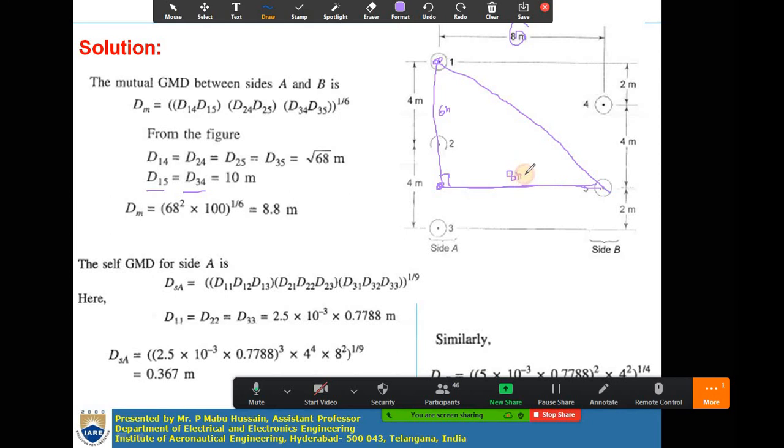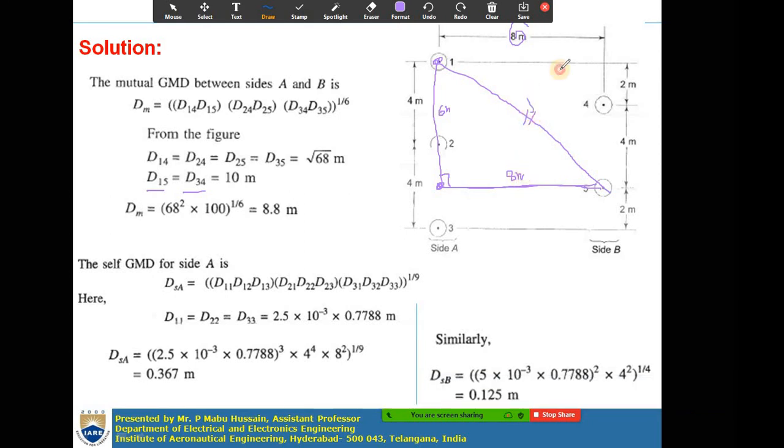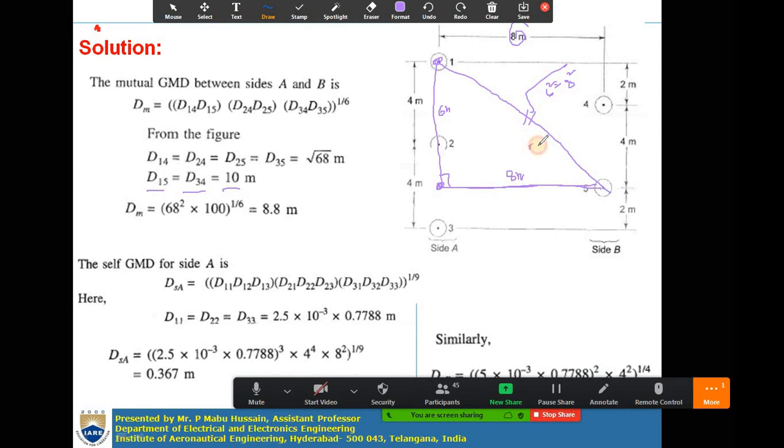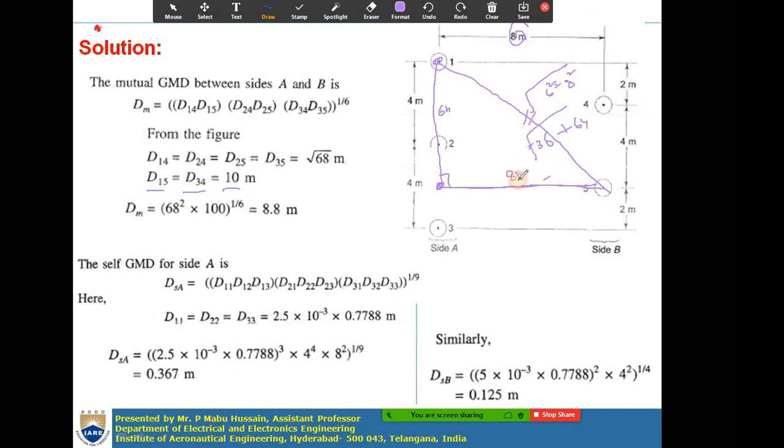Okay. This is 8 meters. So, this will be under square root 6 square plus 8 square. So, then you will get 6 square means 36, 8 square means 64. So, which is under square root 100. So, which is 10 meters.